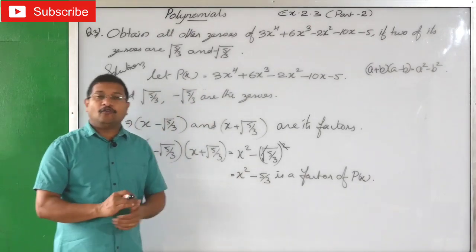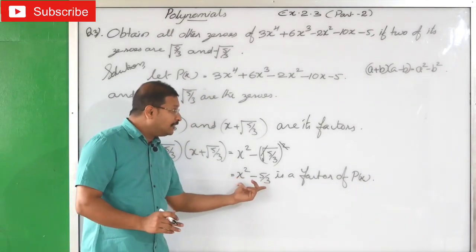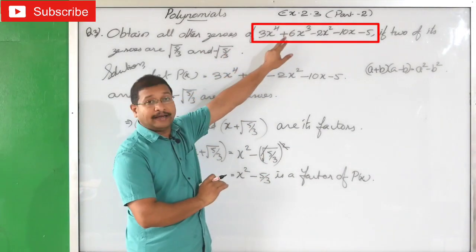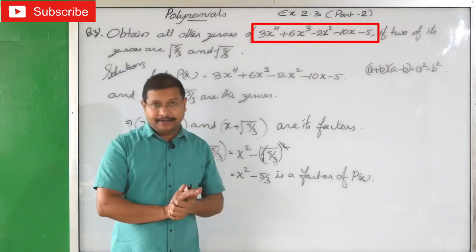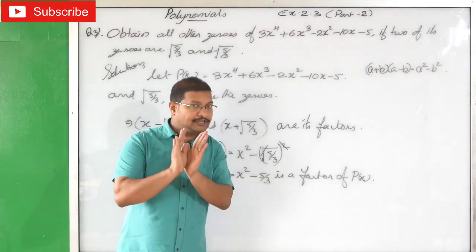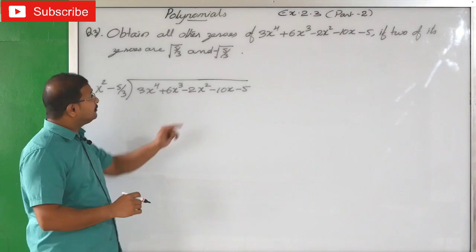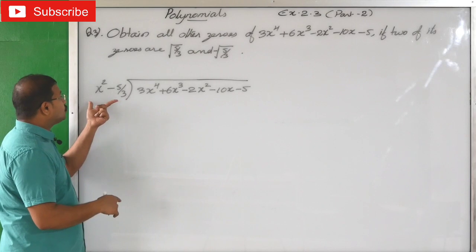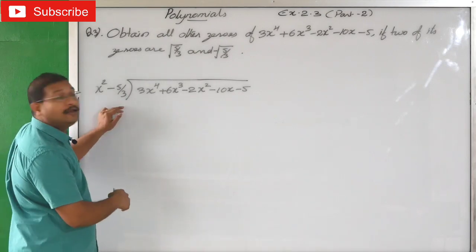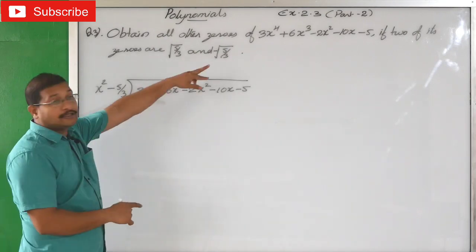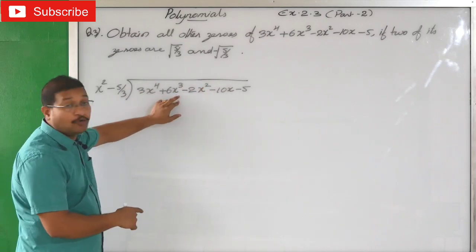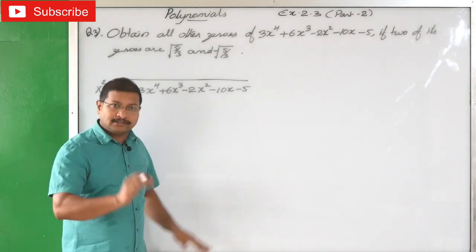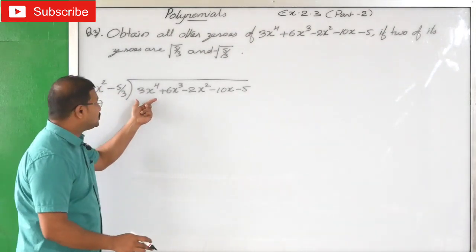Ready? Now what we will do means this one will divide the given polynomial. This will be the dividend and this is going to be the divisor. So let's go for division now. We will divide the given polynomial by the factor, isn't it? That means x square minus 5 by 3 divided into 3x raised to 4 plus 6x cube minus 2x square minus 10x minus 5.